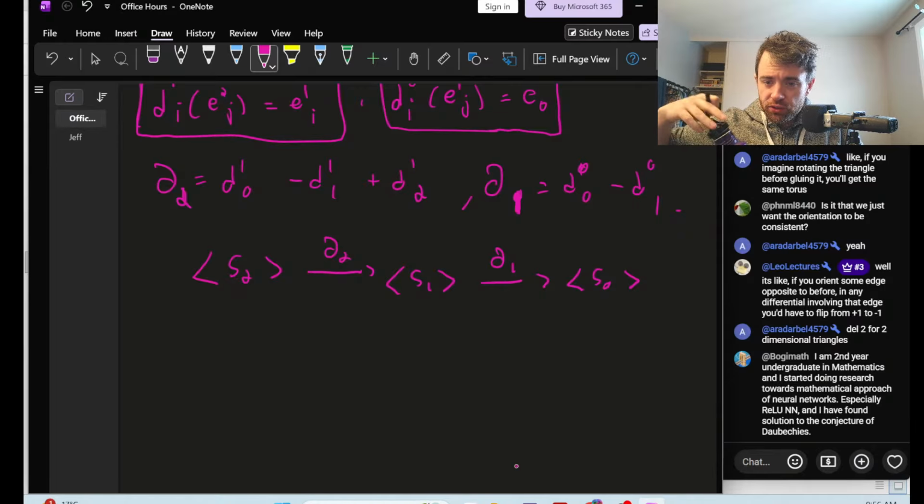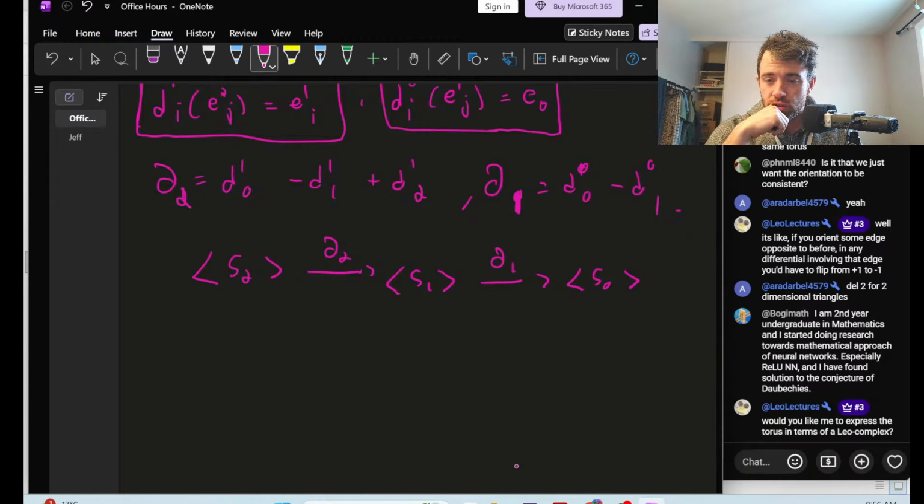Bogamath is a second-year undergraduate in mathematics, started doing research towards mathematical approach of neural networks, especially ReLU-NN. I have no idea what that is. And have found solution to the conjecture of Debauches? I don't know of this conjecture. Yes, express the torus in terms of a Leo complex, please.